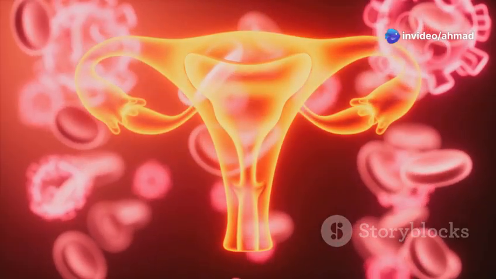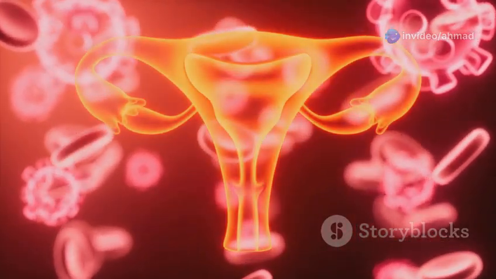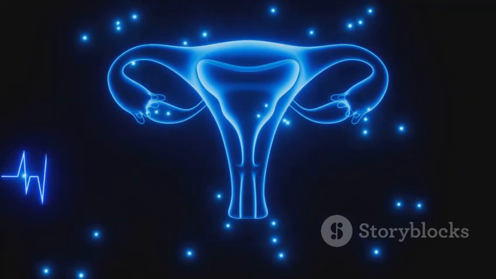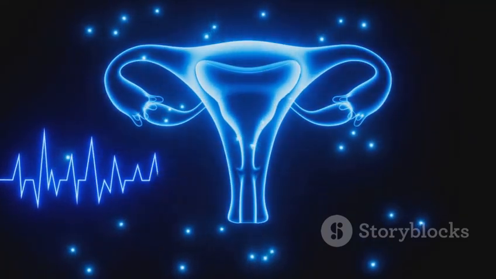In endometrial hyperplasia, abnormal uterine bleeding is a common symptom. This may present as heavy menstrual bleeding, bleeding between periods, or bleeding after menopause.